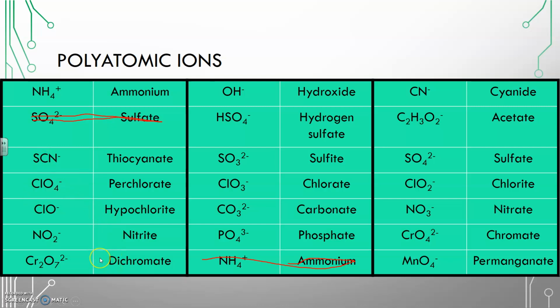Dichromate is one that's a little bit weird to remember. You have chromate, which is CrO4 2-, and you would think dichromate, you would just double everything, but you only double the chromium. So it's Cr2O7, and it's still a 2- charge. A little bit weird to remember, but yeah. So again, note cards with these, great plan.